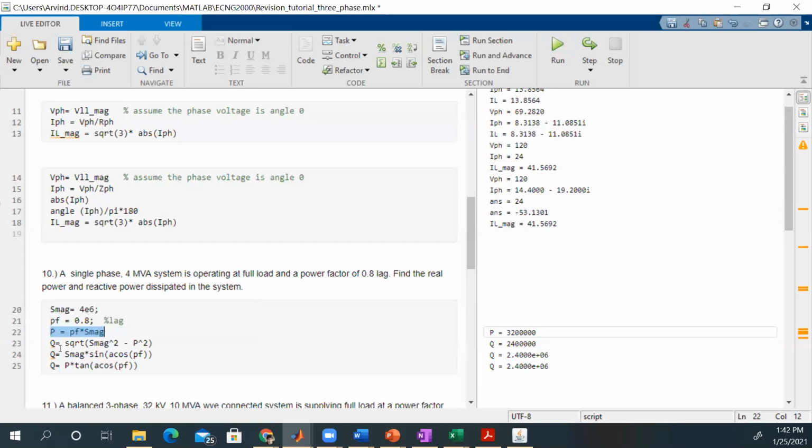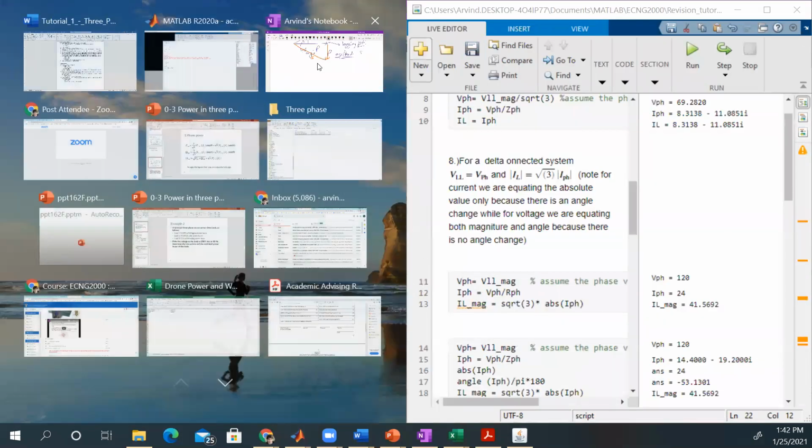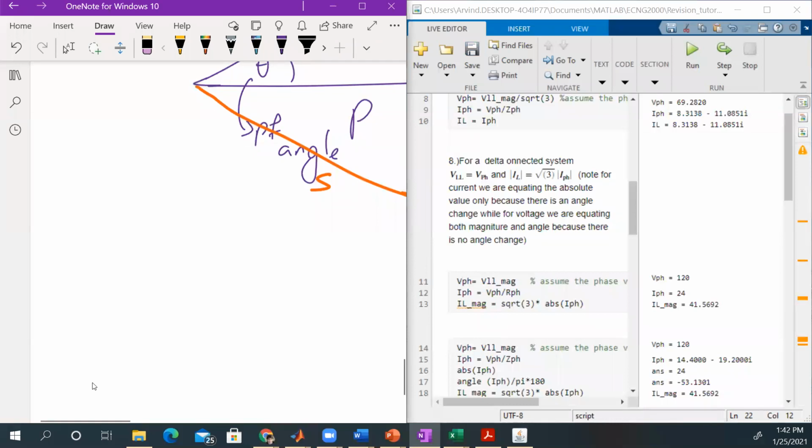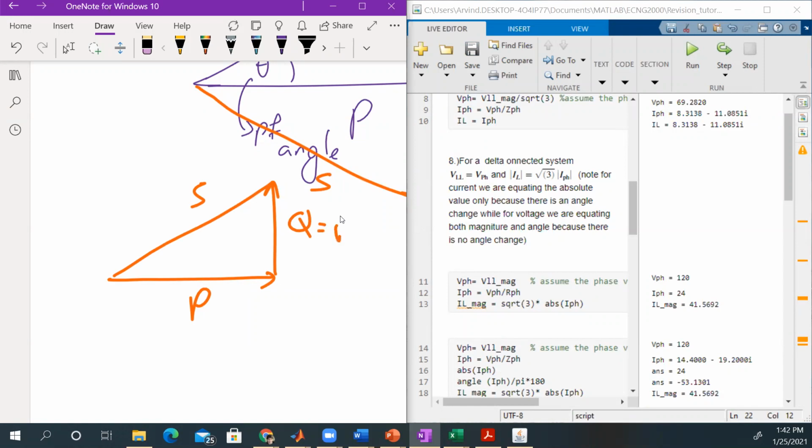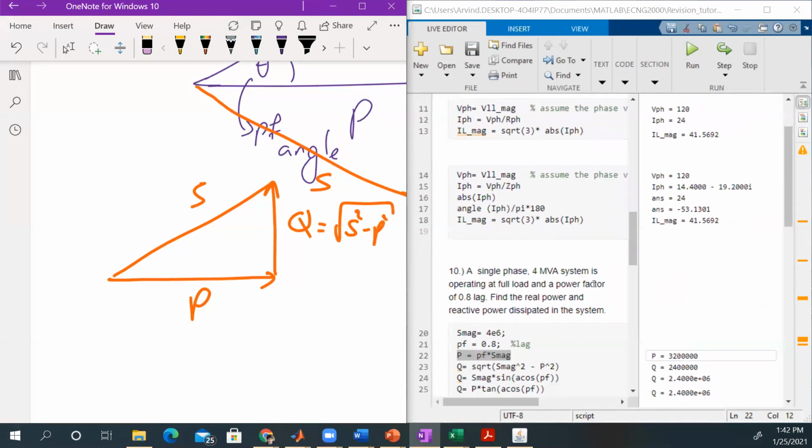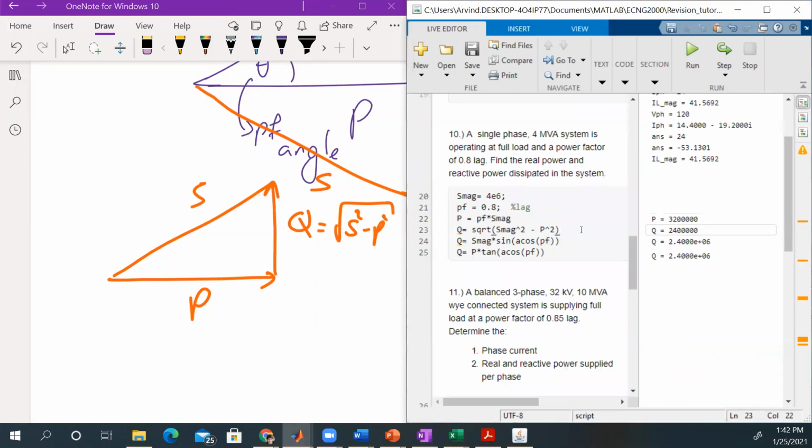And then Q, we could find the Q in a number of ways. We could use our power triangle, right? And basically all of these things here are using the power triangle. So we could say we have P, Q, S. So we could say Q is equal to the square root of S squared minus P squared, which we will see here, right?